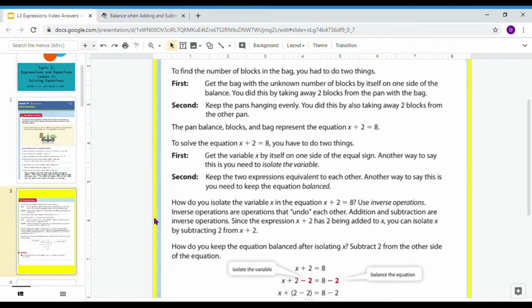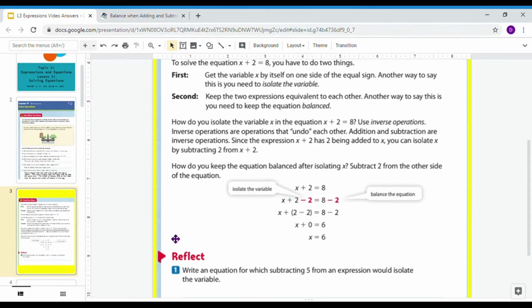So this is going to be a great example problem right here. It says, how do you isolate the variable x in the equation x plus 2 equals 8? And here's another new vocab, using inverse operations. An inverse is an operation that undoes the other one, or the opposite operation. So addition and subtraction are inverse operations. They're opposite of each other. And multiplication and division are inverse operations. They're opposite of each other.